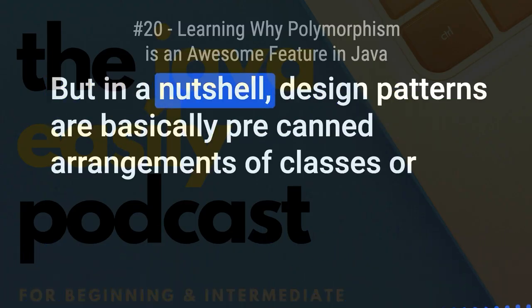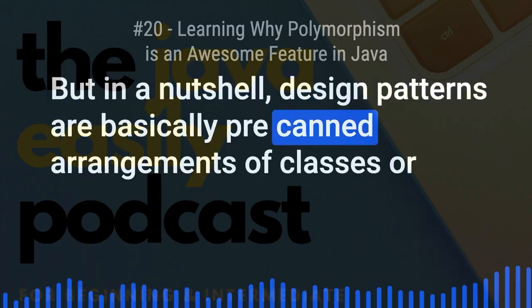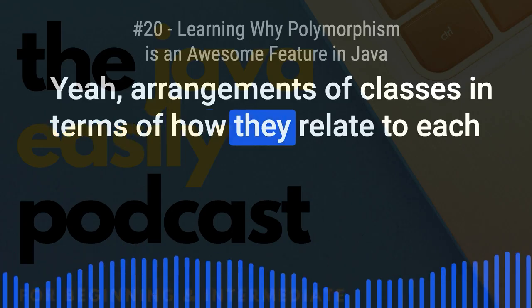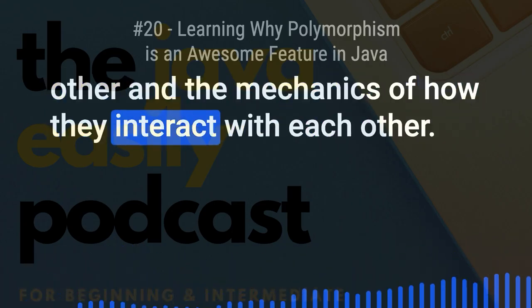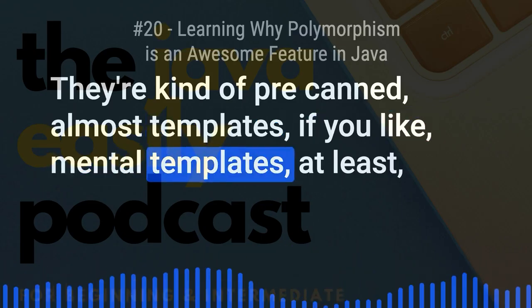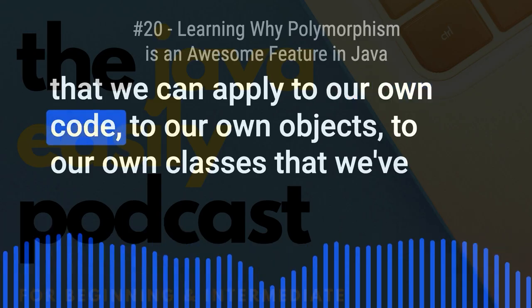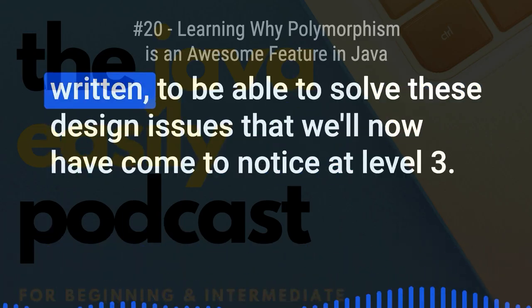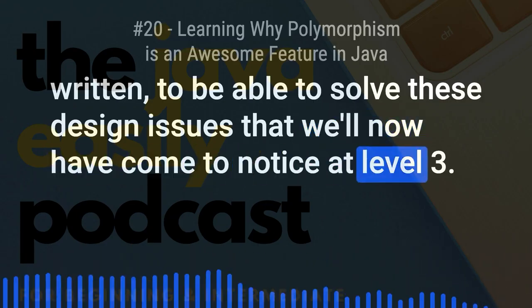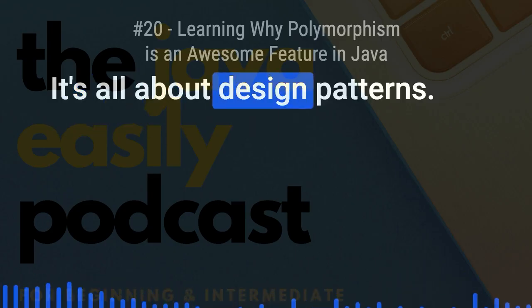But in a nutshell, design patterns are basically pre-canned arrangements of classes, in terms of how they relate to each other and the mechanics of how they interact with each other. They're kind of pre-canned templates, if you like, mental templates at least, that we can apply to our own code, to our own objects, to our own classes that we've written, to be able to solve these design issues that we'll now have come to notice at level 3. And that's what level 4 is all about. It's all about design patterns.